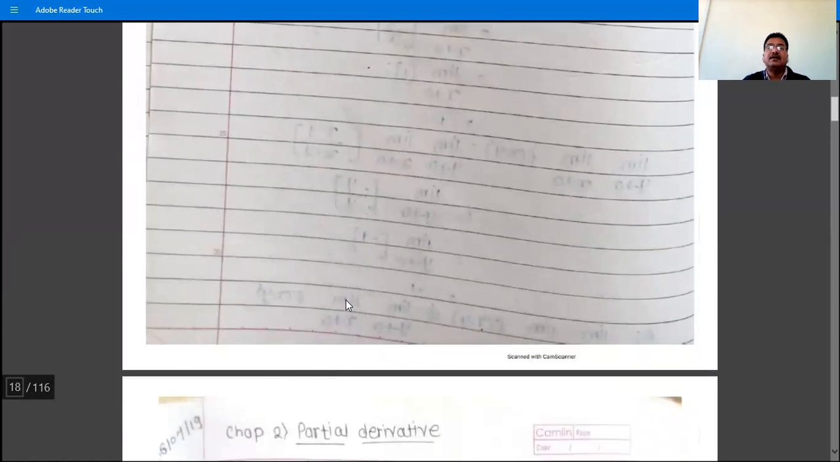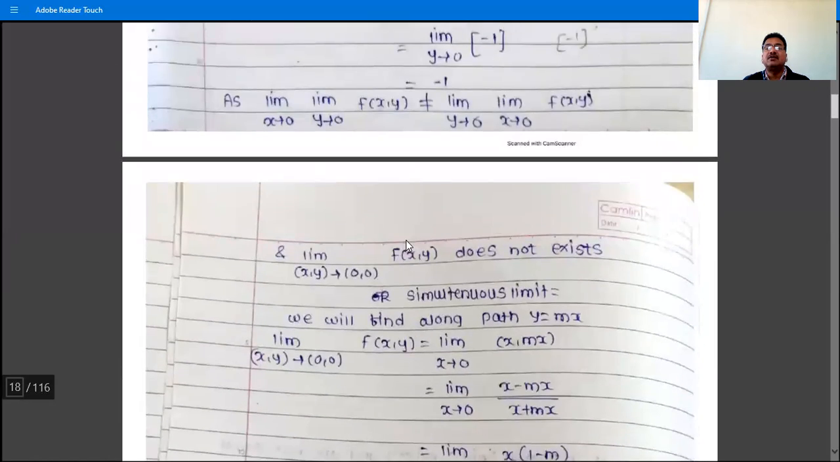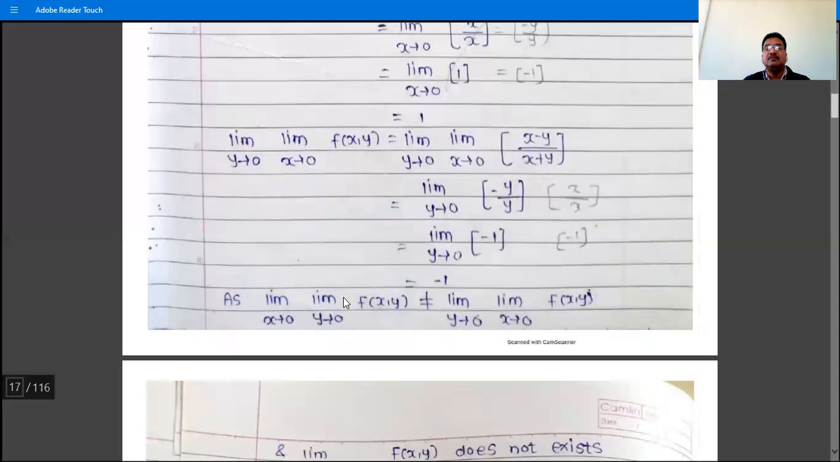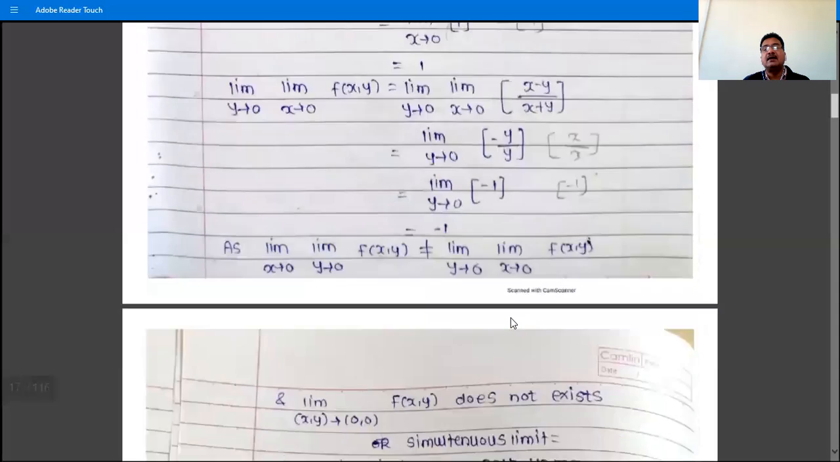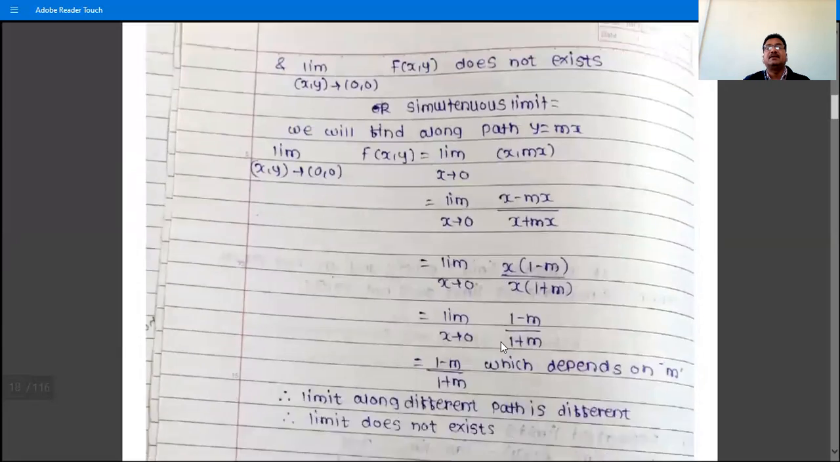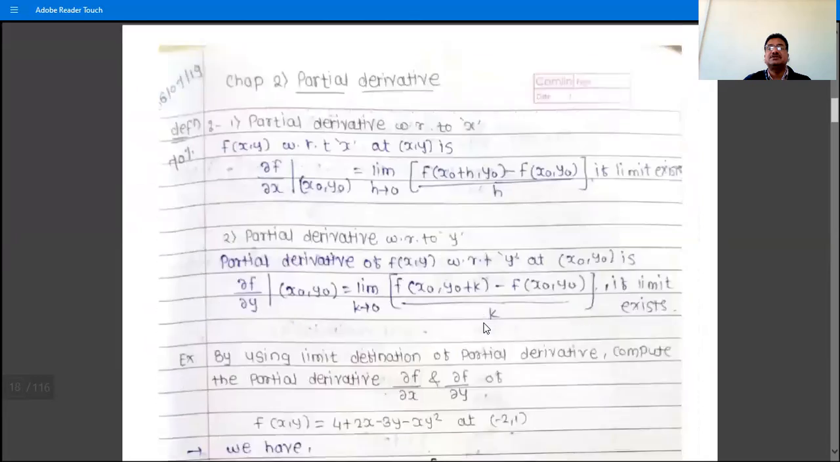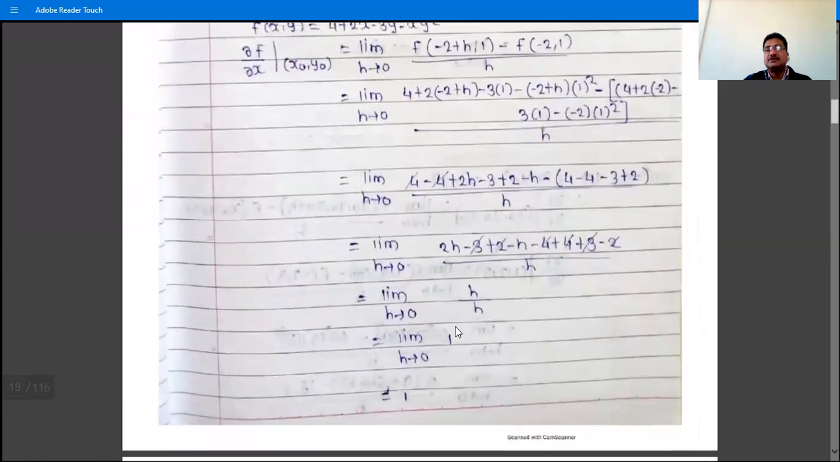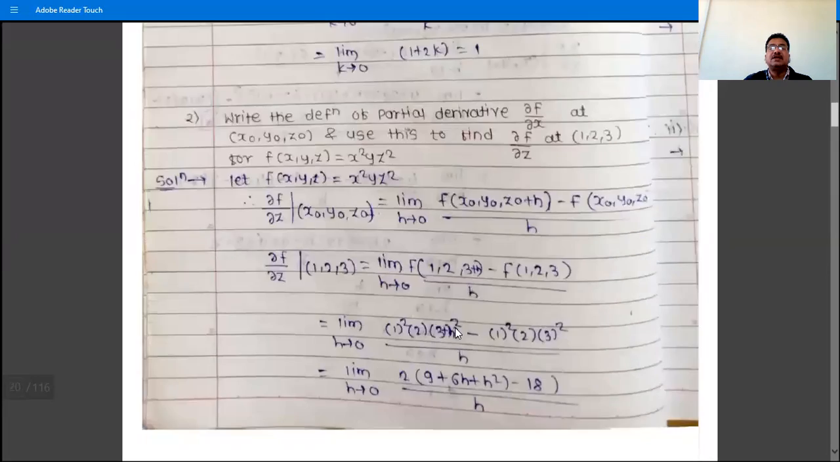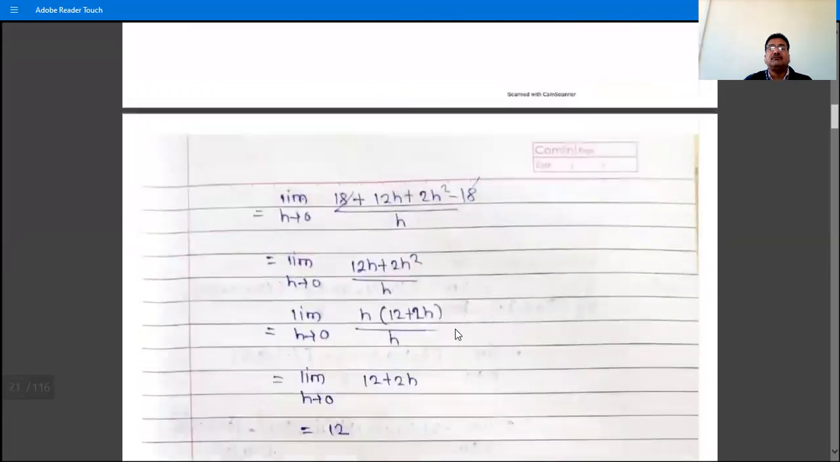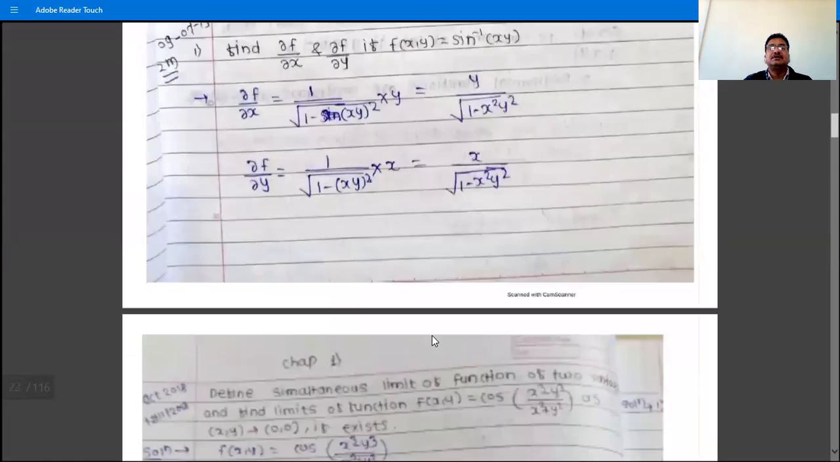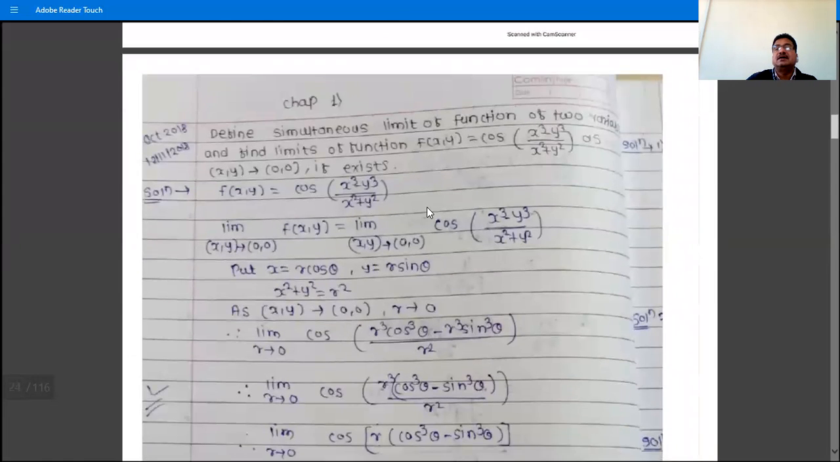So we can directly claim that if the repeated limits are not equal, then the simultaneous limit does not exist. But it does not mean that if the repeated limits exist and are equal, then the simultaneous limit exists. There is no such relation. So here are some more examples on the chapter, these are more examples on the first chapter.